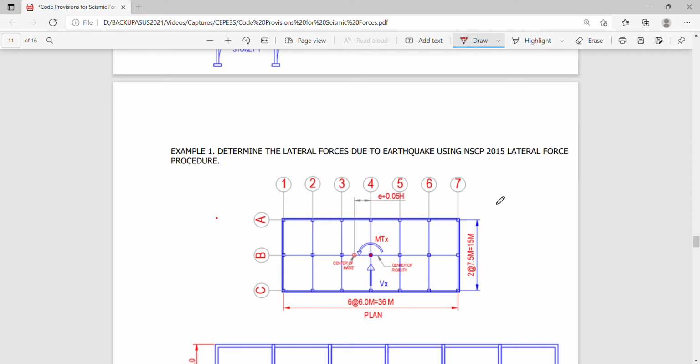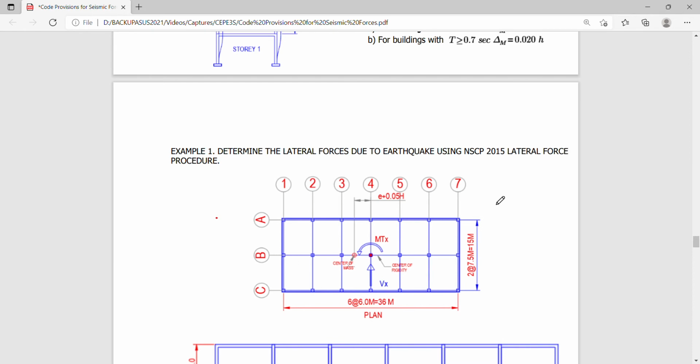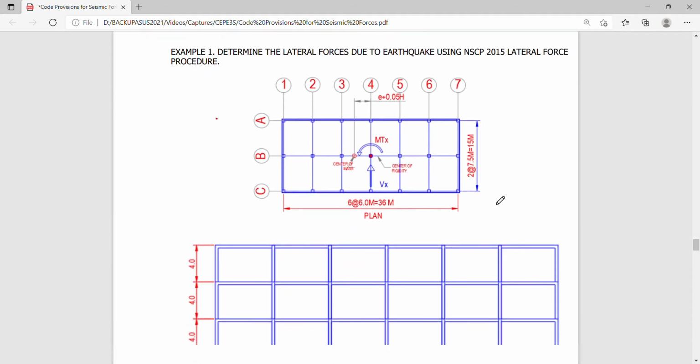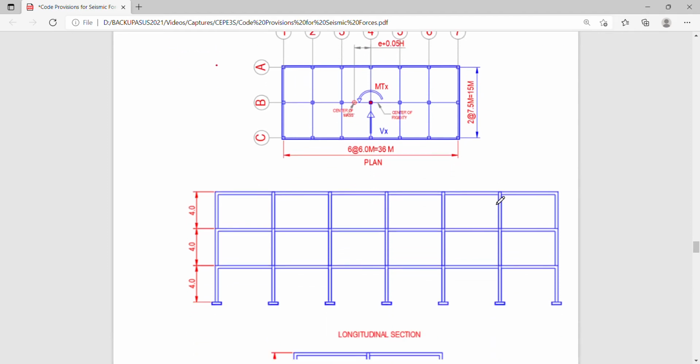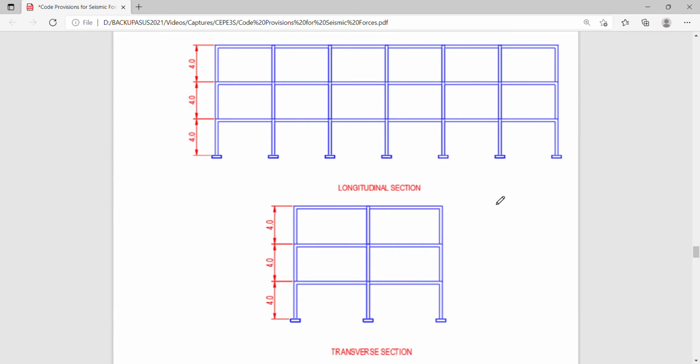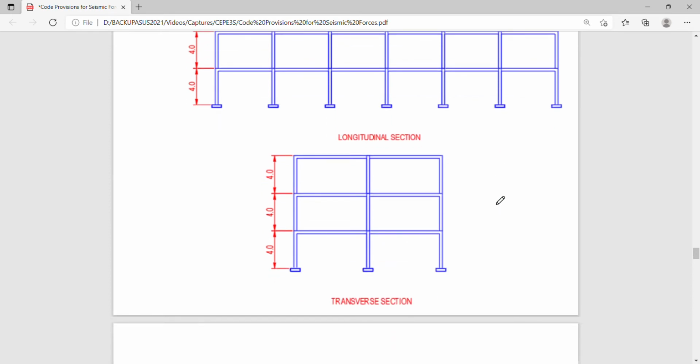Okay, guys, this is an example of a procedure on how to determine the lateral forces due to earthquake using the NSCP 2015 lateral force procedure. So we are given here a floor plan, a structural floor plan, and a frame, considering both the longitudinal and the transverse section.